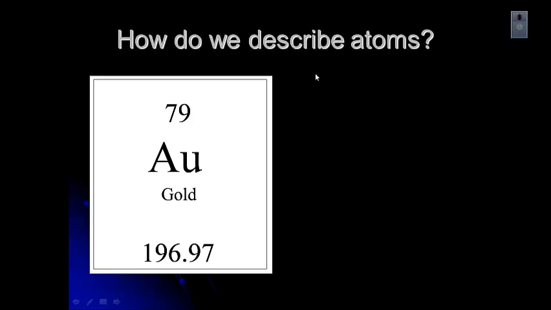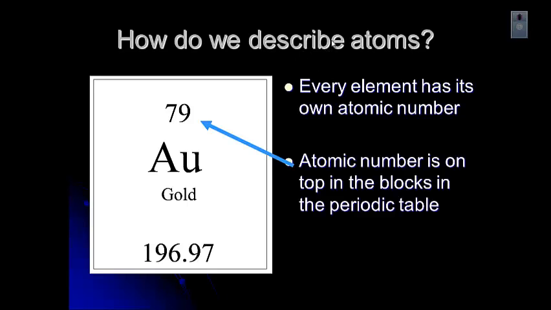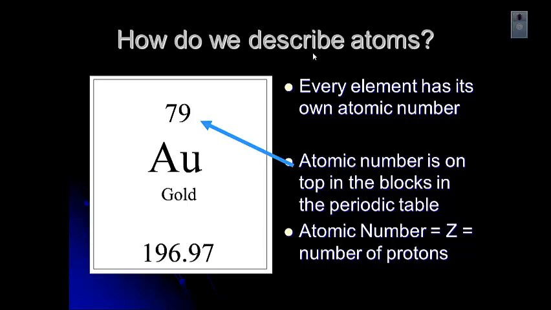Let's talk about how we describe atoms. You probably recognize this as a box from your periodic table. Every element has its own atomic number, and the atomic number is at the top of the block on the periodic table. And we call the atomic number Z, and it tells us how many protons an atom has.